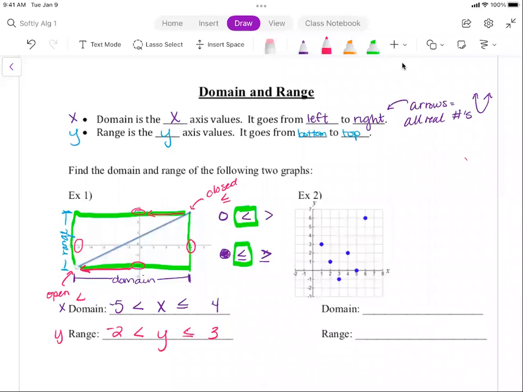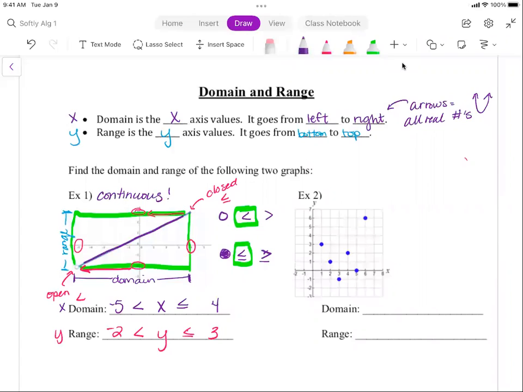All right, something else that we might need to pay attention to is that example 1 is continuous. Ignore if I spelled that wrong. This is continuous because I go from a point to a point and I have a continuous line. So remember that this is a continuous domain and range.